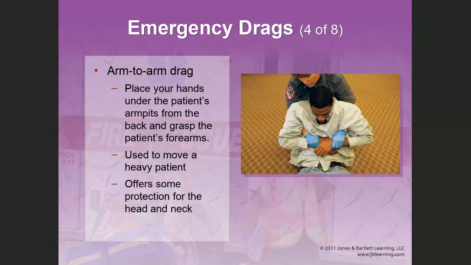The arm-to-arm drag, and that's my preferred method. The picture that is depicted is not necessarily the way I do it, but it follows the same principle. So I like to grab the opposite arms, right? So when I go under, I grab the opposite arm. It gives me better control of the patient's body. Place your hands under the patient's armpits from the back and grasp the patient's forearm. Use to move a heavy patient. Offer some protection for the head and neck.